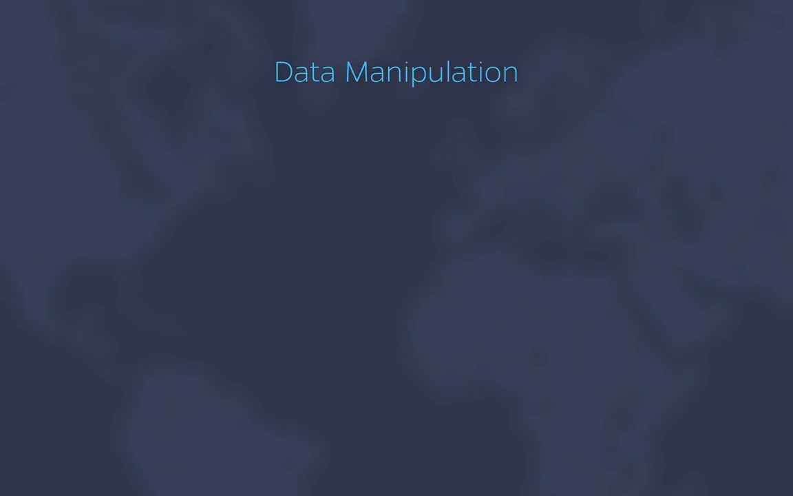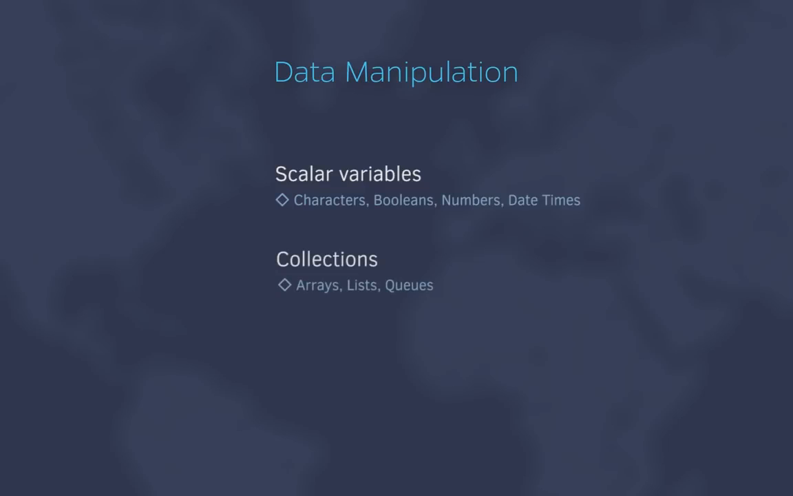Now, most of the variables used with UiPath will fit into one of the following categories. Scalar variables, holding a single value of a fixed type, for example, characters, booleans, numbers, and date times. Collections, like arrays, lists, and queues. A particular case in this category is the string data type. As text is basically a sequence of characters, we may understand string as an extended type of a simple collection.